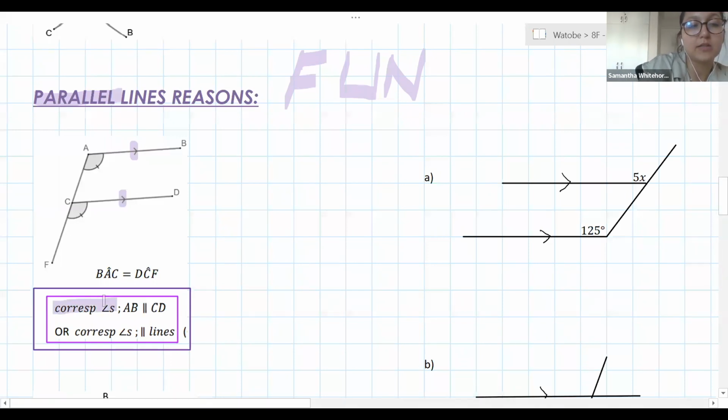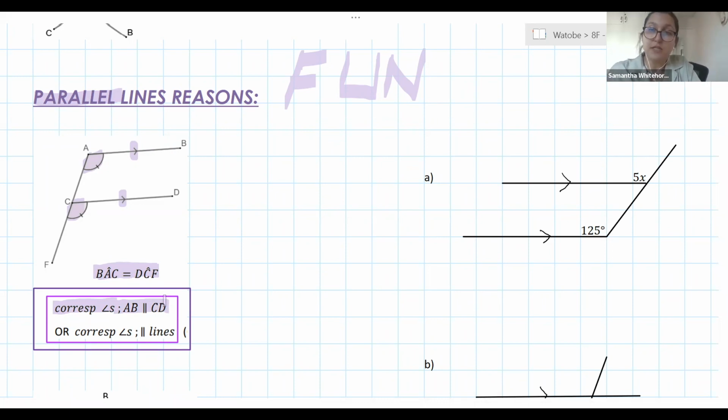Now, corresponding angles is the F shape, so we can see our F shape over here. And basically what corresponding angle says to us is the two angles in sort of like the corners of the F are equal to each other. So those two angles are equal, and hence they are corresponding. Now, very importantly, when you give your reason, you will not only say corresponding angles, but you will also state which lines are parallel. This is very important because sometimes we have more than one pair of parallel lines in a diagram. And so we need to state which ones we're working with so that it's very clear which corresponding angles we are referring to.